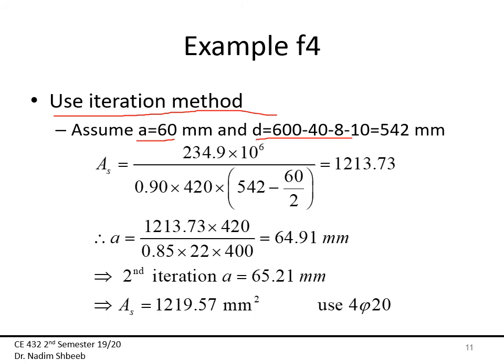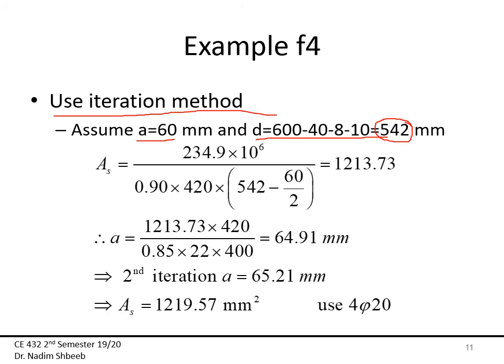Here I'm going to cheat a little bit because I already determined that I'm going to use 4 phi 20. Then for that I'm going to calculate d based off of that, and it's going to be 600 minus 40 minus 8 minus 10, and so for that I'm having 542 millimeters. Okay, so now I'm going to use two equations for the iteration method.